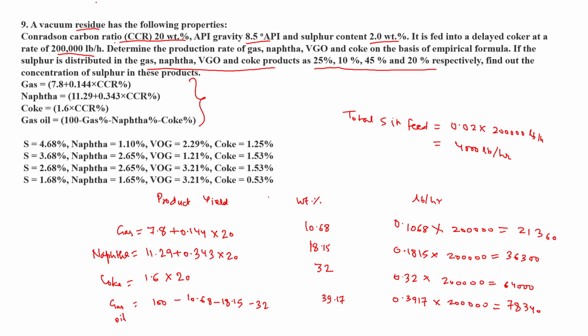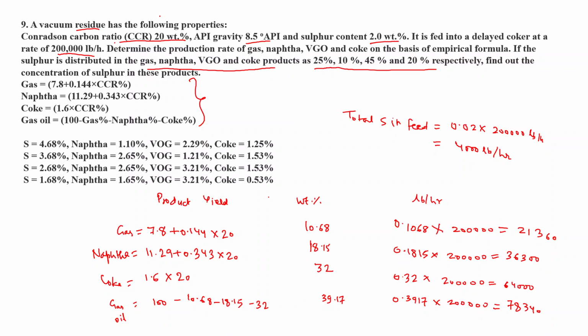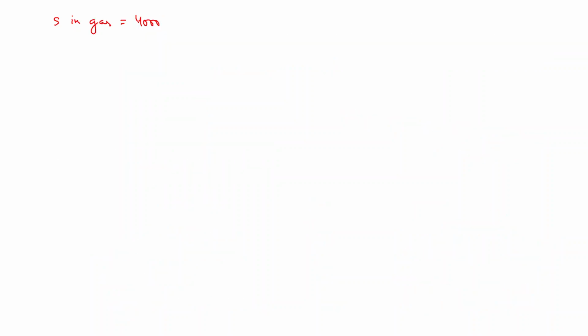Moving forward, in the question, as sulfur distribution in gas, naphtha, vacuum gas oil, and coke is given, we will be calculating the total amount of sulfur in gas. As the amount of sulfur is 4,000, it will be 4,000 into 0.25, since 25% is given in the question.